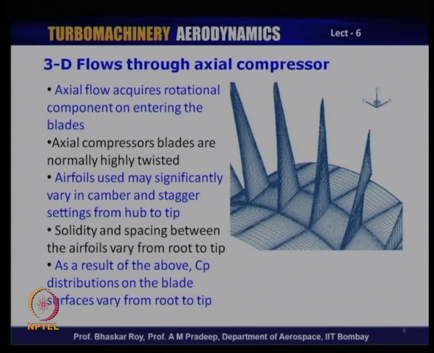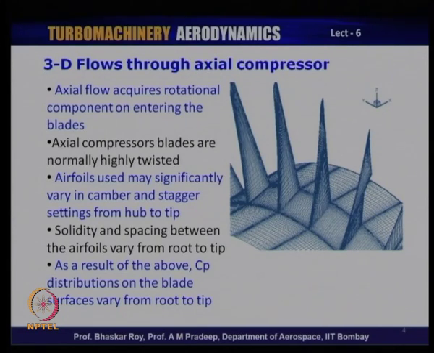The modern axial compressor blades are indeed highly twisted, and I have just explained in the last slide how this twist is imparted to the blade shapes. These blade shapes, as you know, are made up of aerofoil sections. These aerofoils may significantly vary in camber and in their stagger setting, that is the angle at which each aerofoil is set from hub to tip, and that has also been explained in the last slide, how the stagger needs to be varied from root to the tip of the blade.